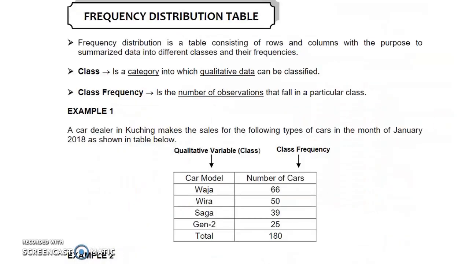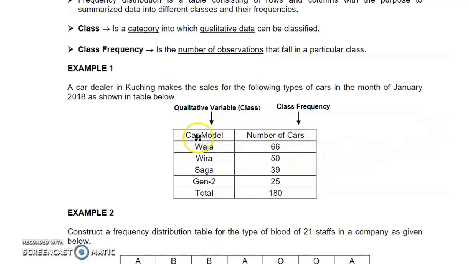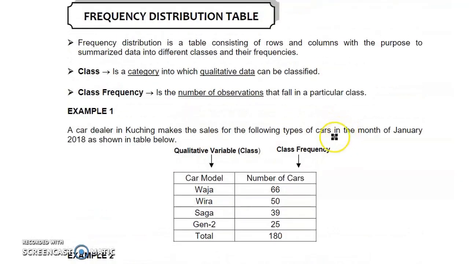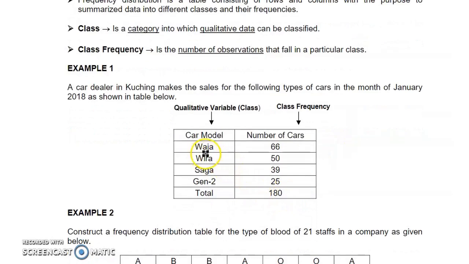Now look at frequency distribution table. When we have qualitative data, how can we summarize our data or put our data in a more suitable form? We can put it into a frequency distribution table like this. For example here we have the variable car model. Then you can put it into a frequency distribution table like this. For example, Wajah 66, Mira 50, Saga 39, Gen 2 25, and total is 180.